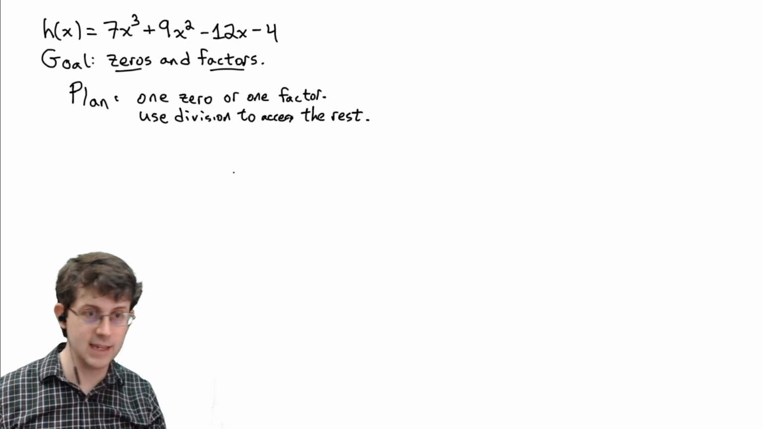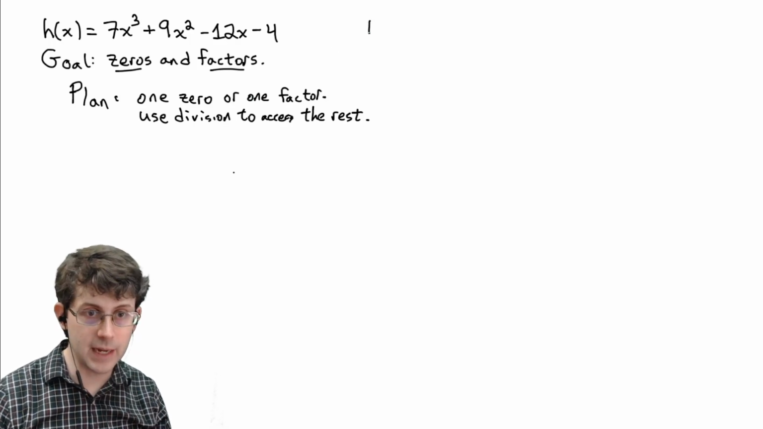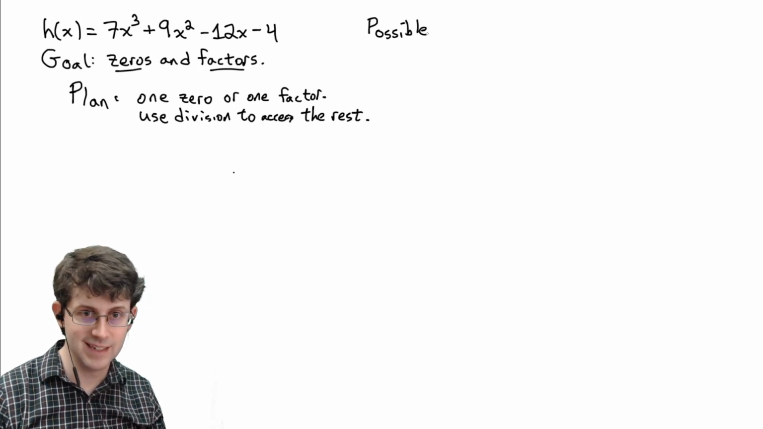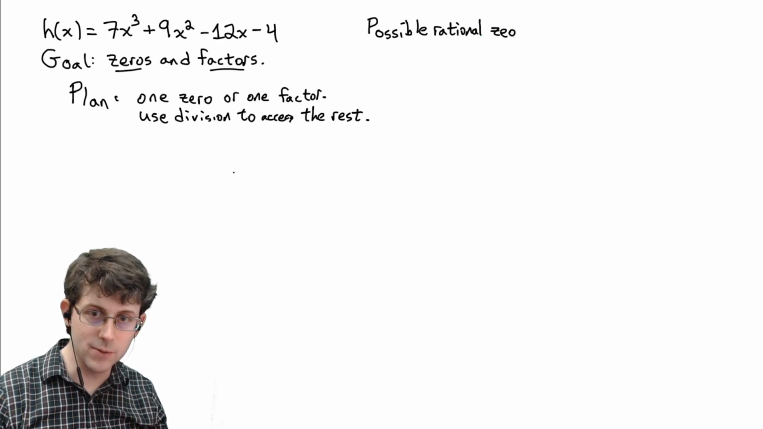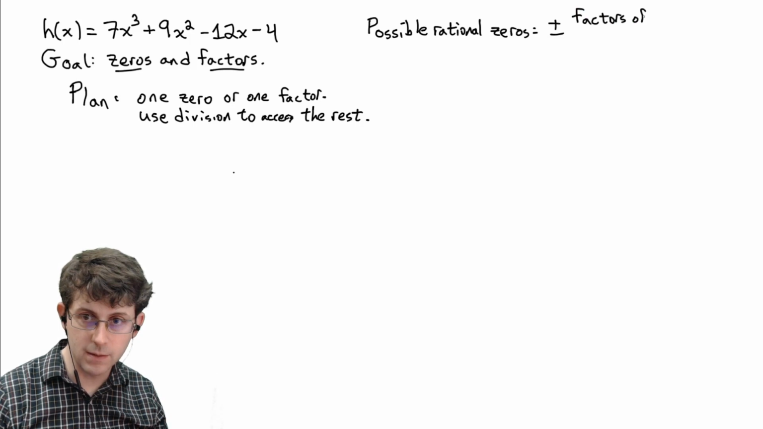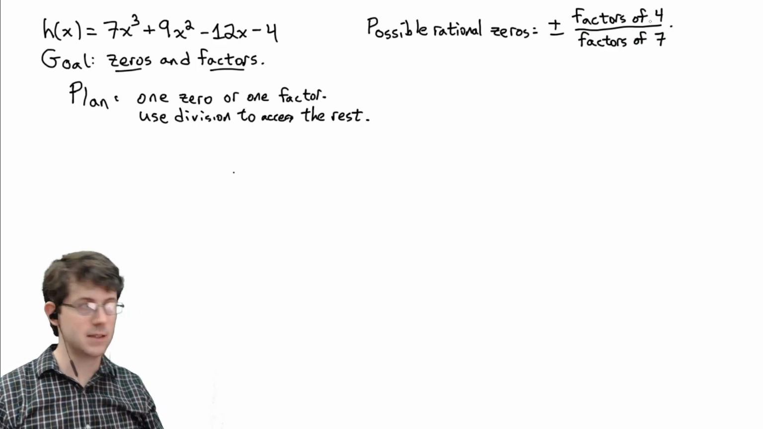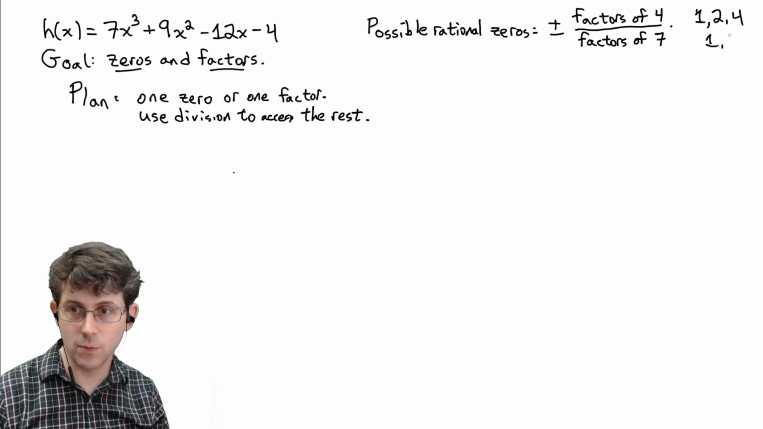The easiest way to do that is to first take our list of all the possible rational zeros. In all the explanations they call it P over Q, but it's basically, it could be positive or negative. We want factors of 4, that constant term at the end, divided by factors of 7, and here you use the leading coefficient. So what are these things? Well, the factors of 4 are 1, 2, and 4. The factors of 7 are 1 and 7.